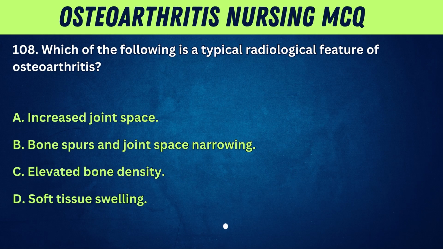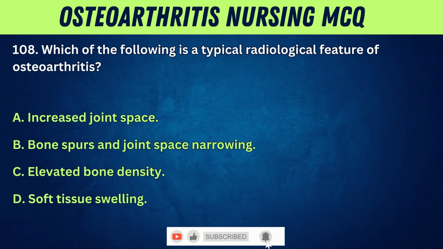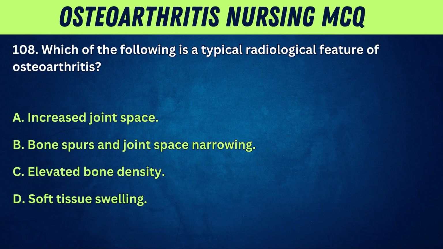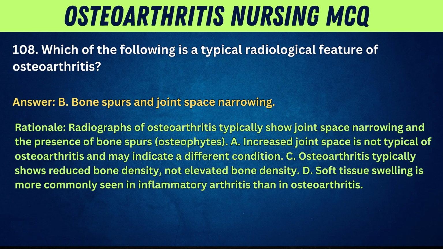108. Which of the following is a typical radiological feature of osteoarthritis? A. Increased joint space. B. Bone spurs and joint space narrowing. C. Elevated bone density. D. Soft tissue swelling. Answer: B. Bone spurs and joint space narrowing. Rationale: radiographs of osteoarthritis typically show joint space narrowing and the presence of bone spurs, osteophytes.